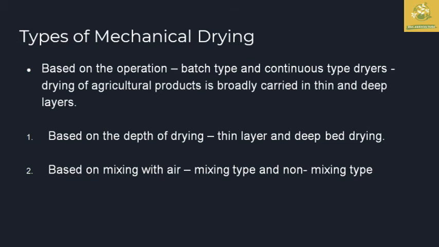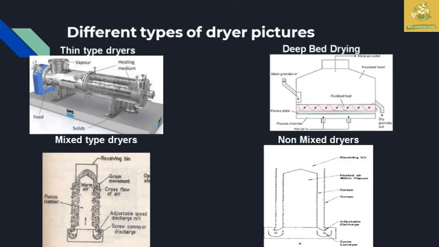We can even classify the mechanical dryers based on the depth of drying as well as based on mixing with air. Based on depth of drying, there are the thin layer as well as the deep bed layer. Based on mixing with air, the mixing type is where the hot air is mixed with the grains, and the non-mixing type is where the hot air is spread over the surroundings of the food products. These are the pictures of thin layer dryers, deep bed drying, as well as mixed type and non-mixed type dryers, where you can see the classification from these pictures.